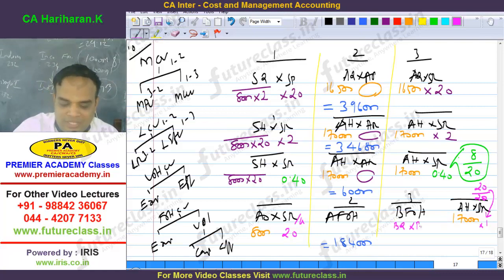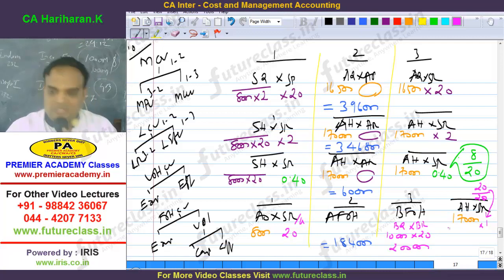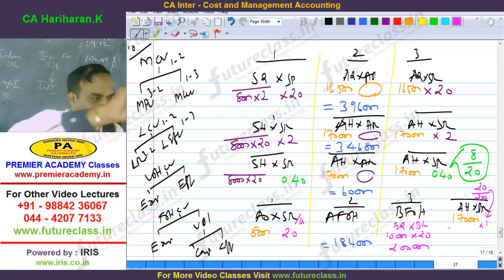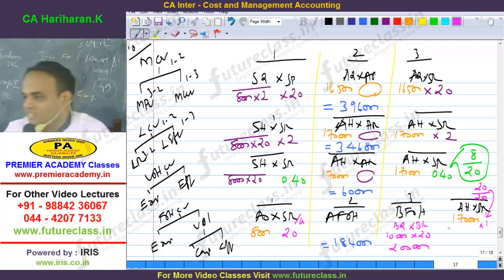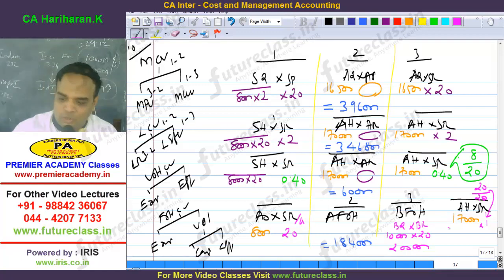Budgeted quantity into budgeted rate is equal to budgeted fixed overhead. No? Budgeted quantity is 10,000, the quantity they want to produce. Per quantity fixed cost is 20 rupees. Therefore, budgeted fixed overhead is equal to 2 lakhs. Easy or not? Budgeted production is 10,000 quantity. To produce one product, you need 20 rupees. Therefore, budgeted fixed overhead comes to 2 lakhs. Easy or not, sir? All of you. So, fixed overhead also over, sir.